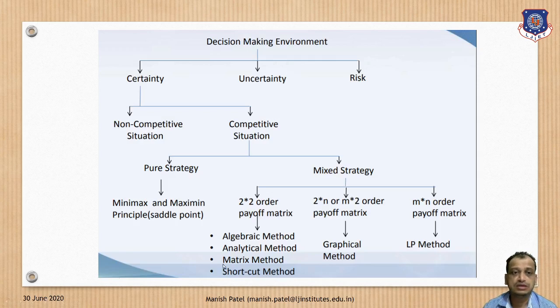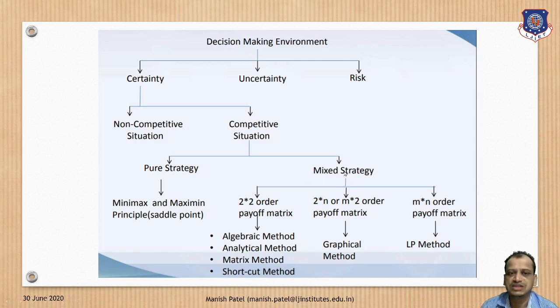Now, previously in this slide, this was a quick recap of the decision environment we looked into, where you have three scenarios: certainty, uncertainty, and risk. Out of this, if you have certainty, you have two situations: competitive or non-competitive. If it is non-competitive, then there is no point for game theory. But if it is a competitive situation where players and opponents are involved, then you have two strategies: pure strategy and mixed strategy. For pure strategy, you have saddle points, and you will quickly find the saddle point.